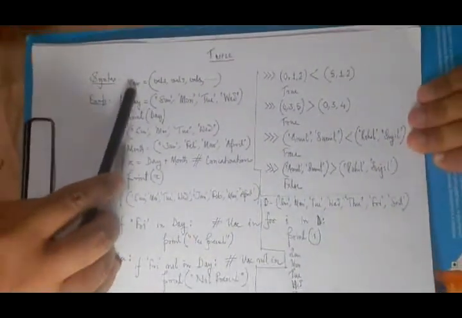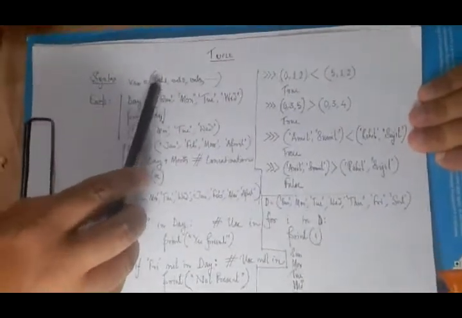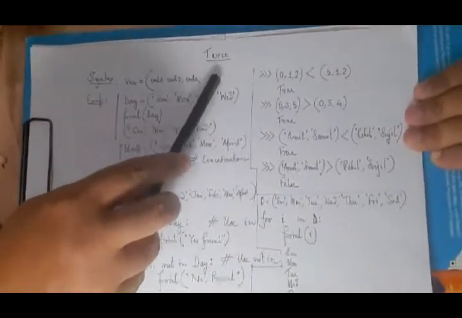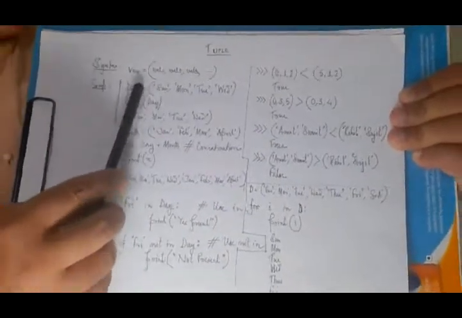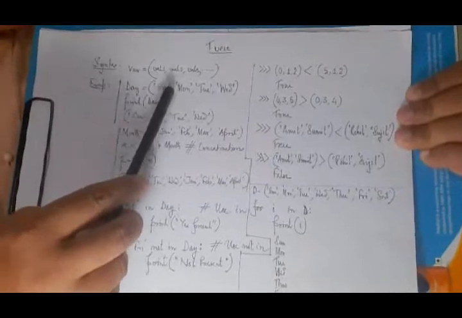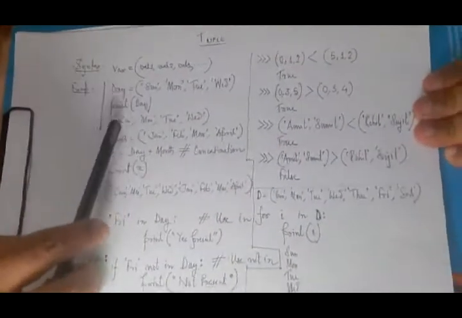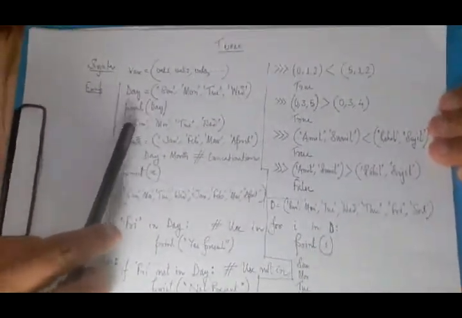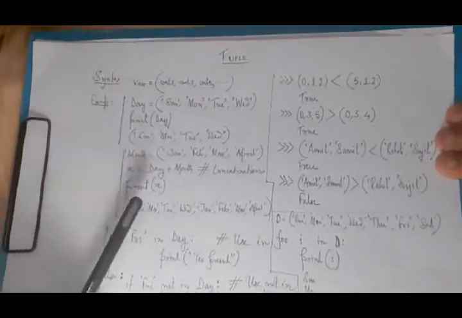The syntax, see: the variable is equal to brackets, values separated by commas. Example, say day is equal to (Sunday, Monday, Tuesday, Wednesday, etc.) in quotes. Now, if you print day, the output will be in brackets, the same as it is.